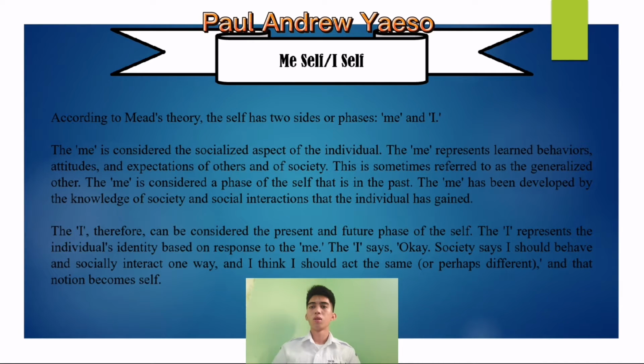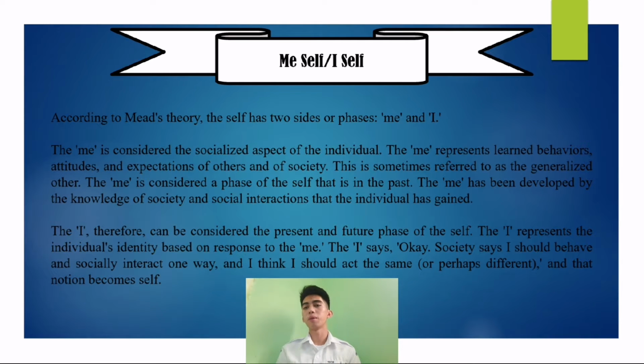So what is the difference between I self and me self? In I self, we are concerned about the existence of the self. It involves the thinking, acting, and feeling self. On the other hand, me self is concerned about the experience of the self. This is the empirical. So that is the difference between I self and me self.